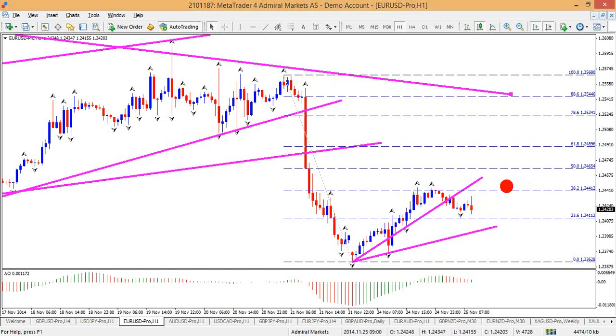So by the way, from a fib point of view, if it does get to the 50 or 61.8, it's still good short territory. If it gets there, that's the question.